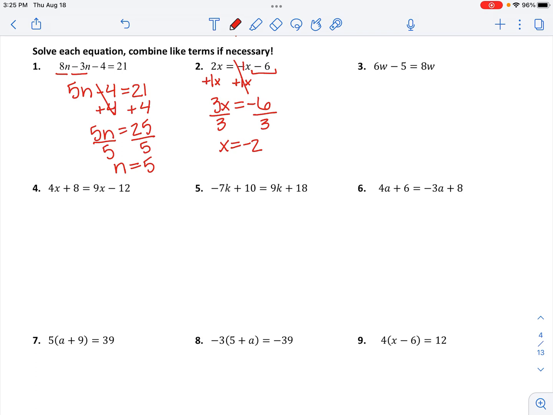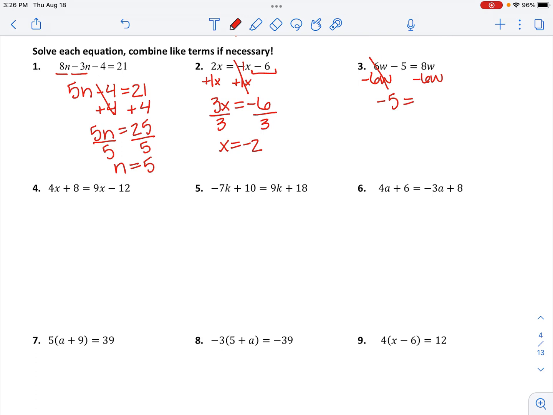Number 3 is very similar. We have our w variables on both sides. We need to get those all on one side. I'm going to go ahead and move the 6w away from the constant, negative 5. So I'm going to subtract the 6w on both sides. Positive 6w minus 6w will cancel out. When you bring the 5 down, make sure you bring a negative with it.